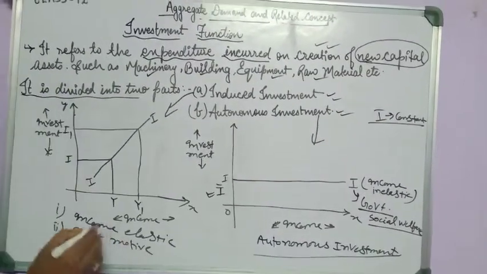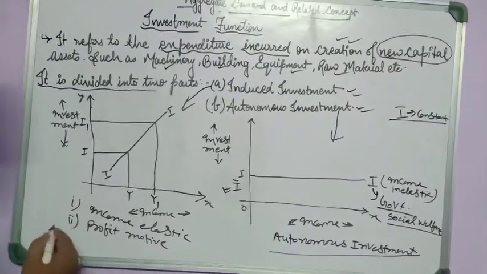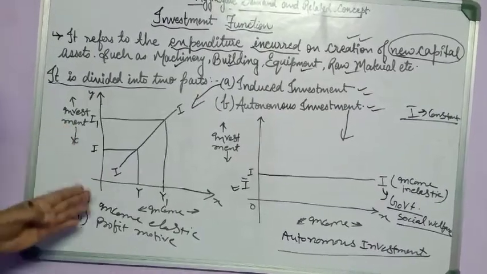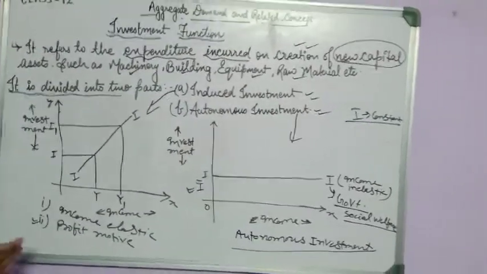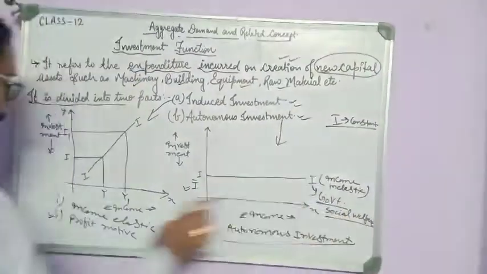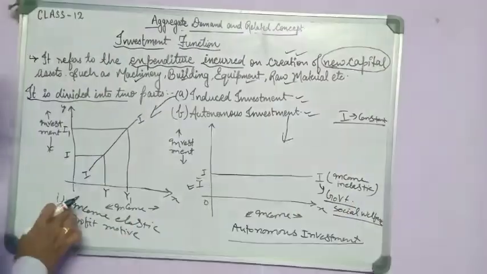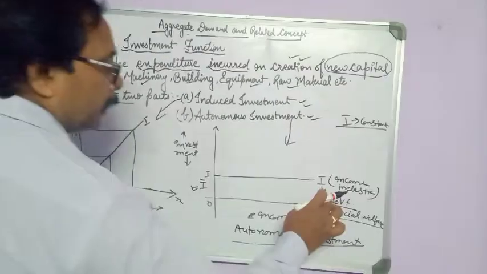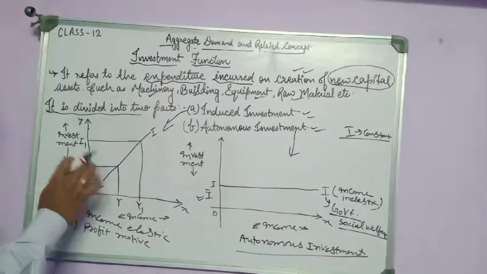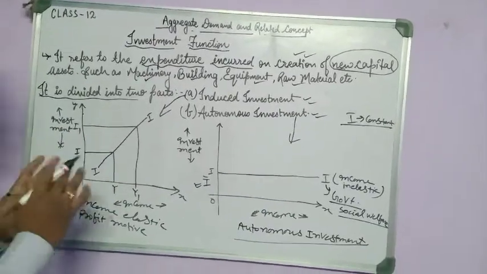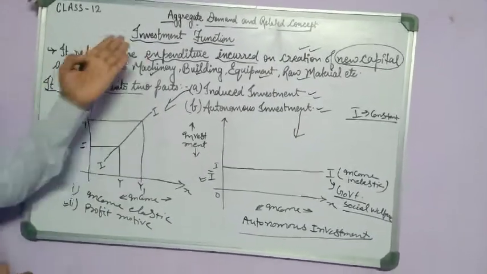So this investment is done by the industrialist to earn maximum profit, and this is known as induced investment. So this is the basic difference. It is done for social welfare, it is done for the profit motive, it is income inelastic, then it is income elastic, it is done by the government, it is done by the private consumption expenditure or private investment expenditure. Okay, so this is a part of investment function.